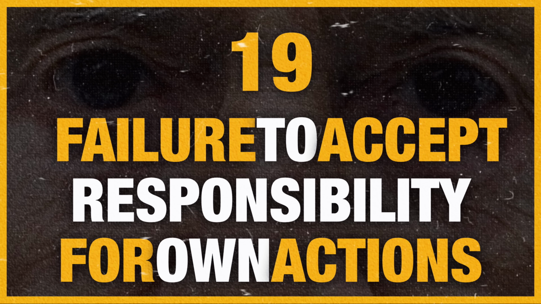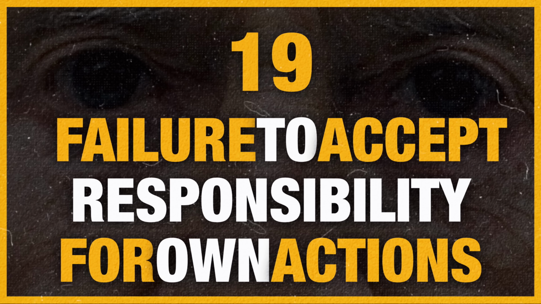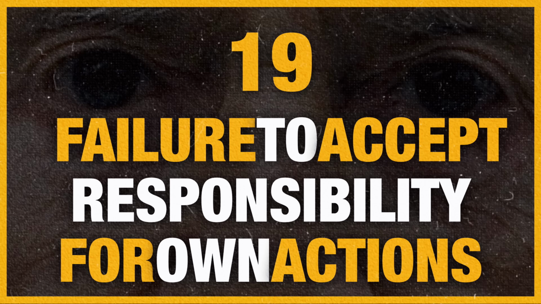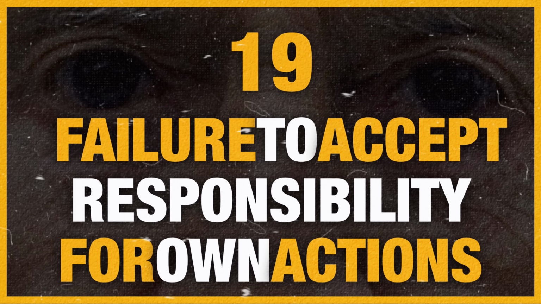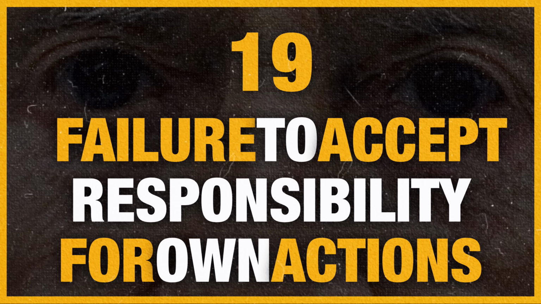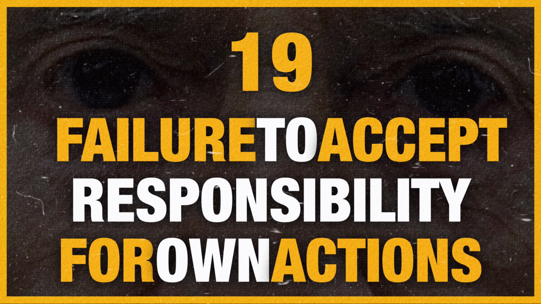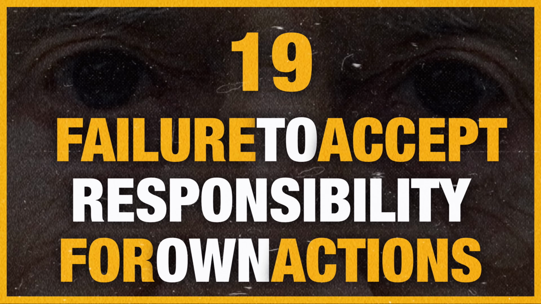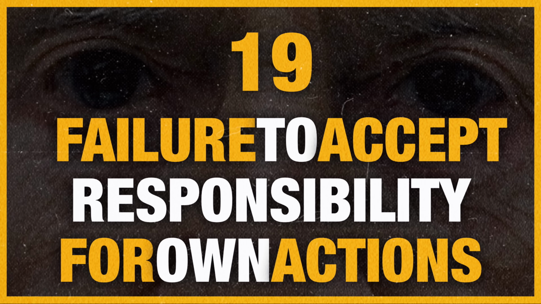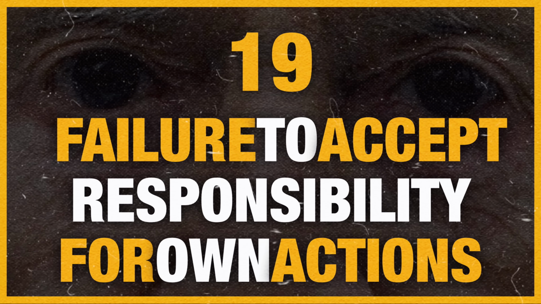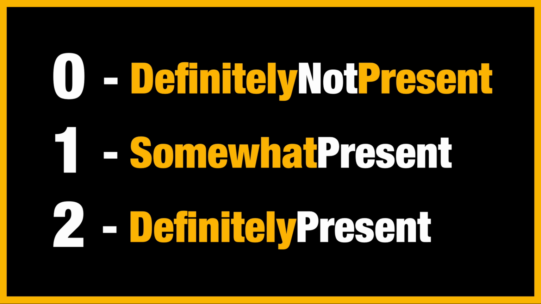Next up, number 19, failure to accept responsibility for own actions. This refers to a behavioral trait where an individual consistently avoids acknowledging their personal role in negative outcomes or mistakes. This behavior can manifest in various contexts and is characterized by several key aspects, like denial of fault, blaming others, rationalization, and lack of self-reflection. If this is not present in your life at all, put a 0. Somewhat present, put a 1. If it's definitely present, a 2.